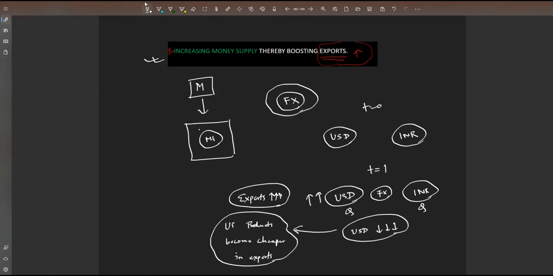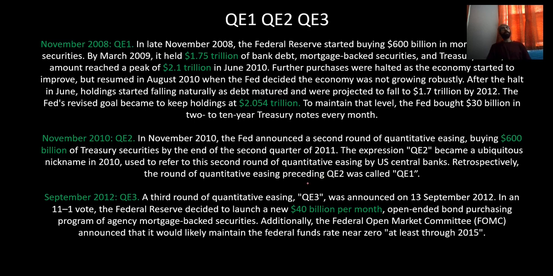Now we go back to the presentation, friends. So, specifically speaking, there have been three phases of quantitative easing. Quantitative easing 1, QE1, QE2 and QE3. We are just going to go through the details a little bit of these phases of quantitative easing. So first was November 2008, QE1. In late November 2008, the Federal Reserve started buying $600 billion in mortgage-backed securities. $600 billion worth of mortgage-backed securities.